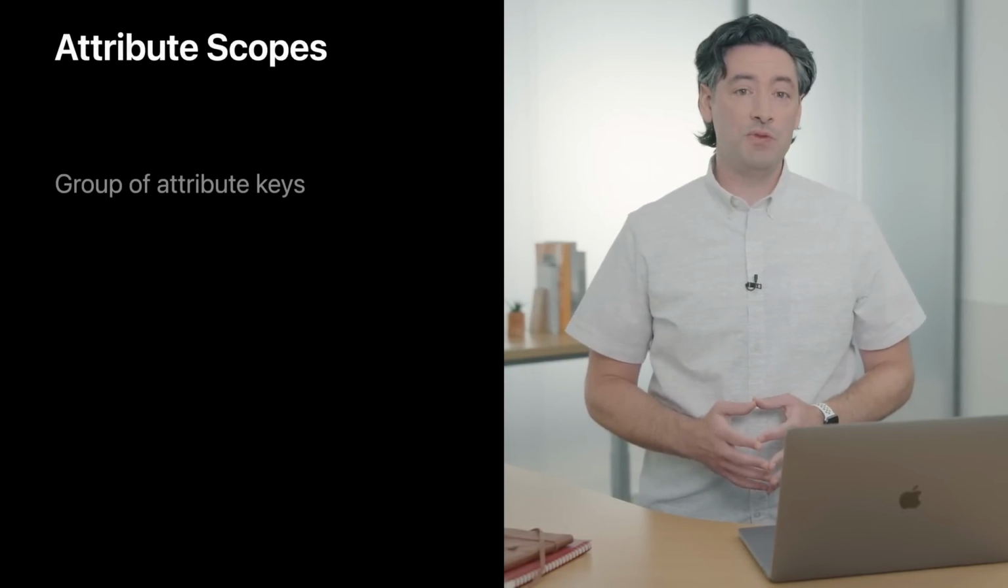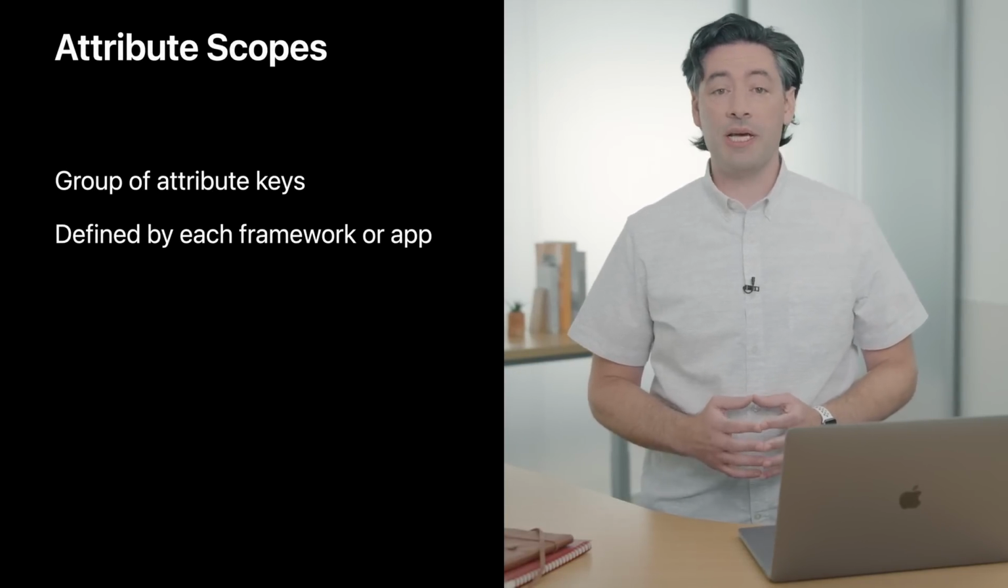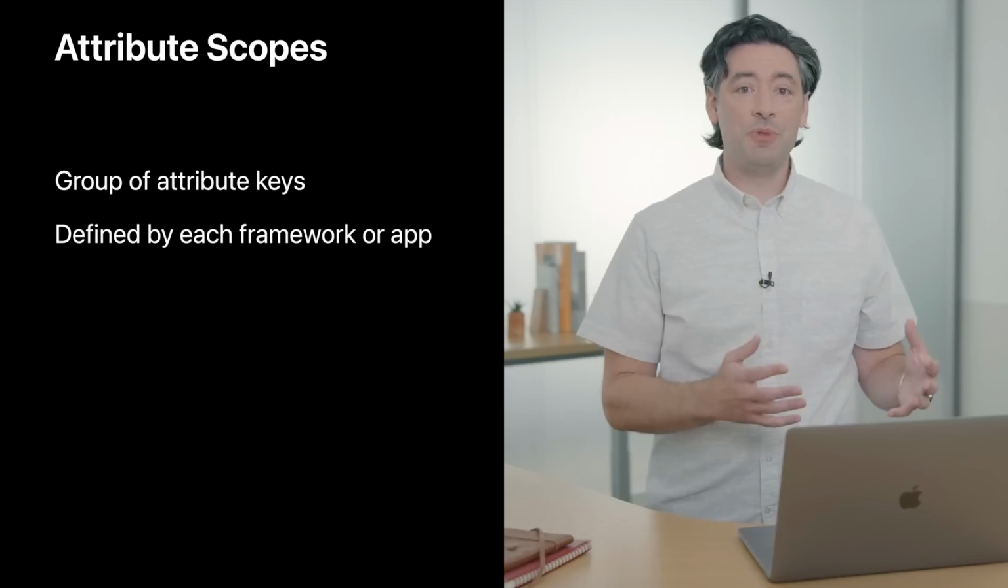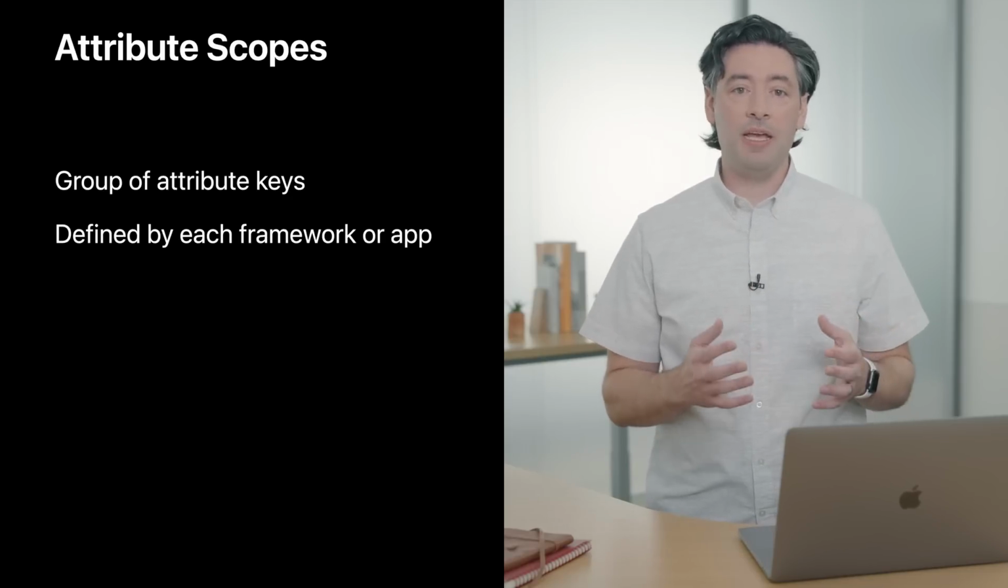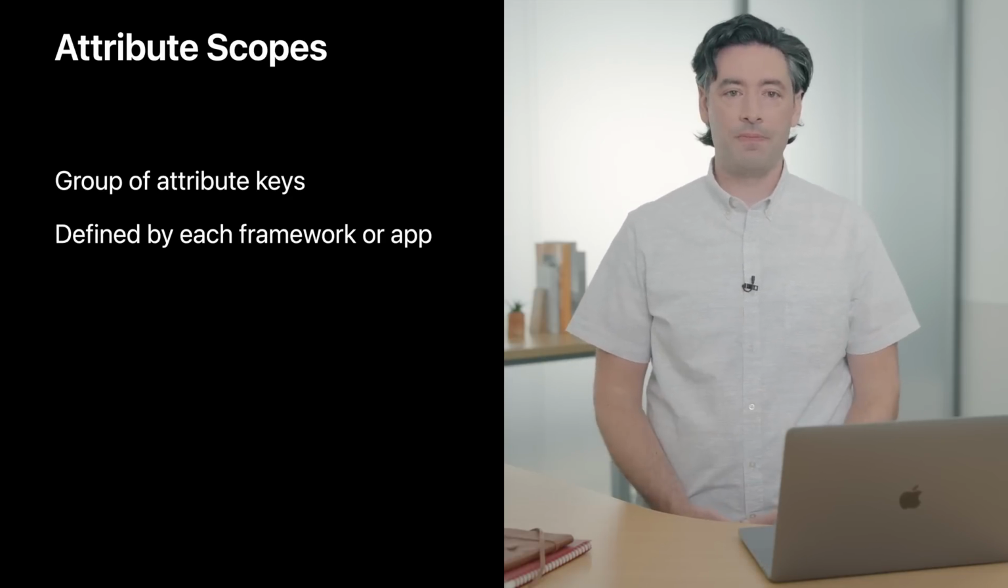Scopes are a group of attribute keys. Scopes are useful when decoding from JSON or Markdown because they tell us which attributes we expect to find, their names, and how to decode them. We define one scope each for Foundation, UIKit, AppKit, and SwiftUI. You can define a scope of your own attributes as well.